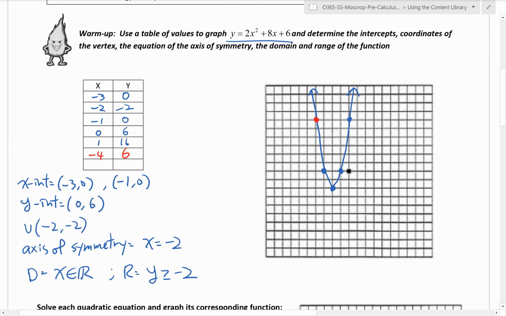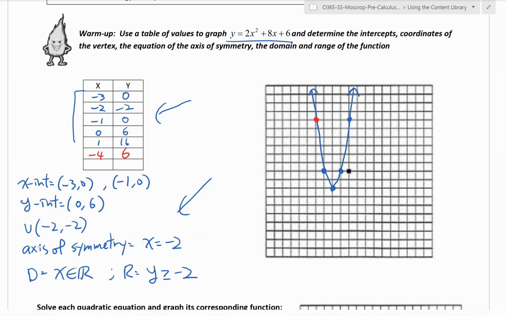Okay, so this is what I got. Hopefully you got something similar for the table of values. These should be the same. This could be different, but it should be somewhat similar. To get all this information, you really need this table of values, right? So one thing you notice, I put -4, 6 in red, and that is because I started with my -3, and went towards the positive x values.